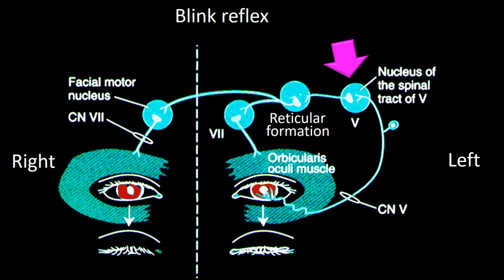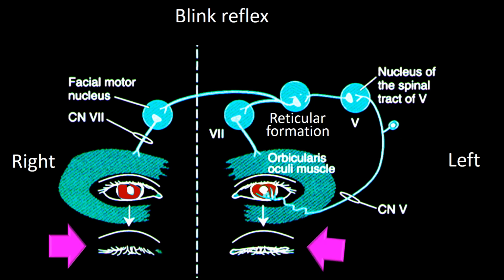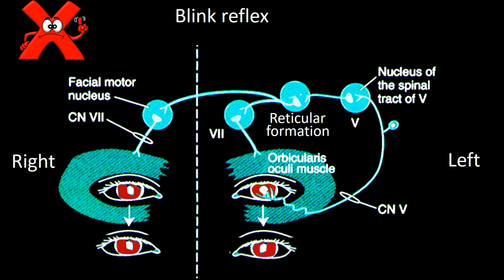The axon of the neurons in this nucleus reach the blinking center in the reticular formation. The axons of these cells in the reticular formation reach both facial nerve motor nuclei. They send signals to produce bilateral contraction of the orbicularis oculi and eye closure. Abnormalities involving the right or left ophthalmic branch of the trigeminal nerve results in lack of eyelid closure in both eyes.